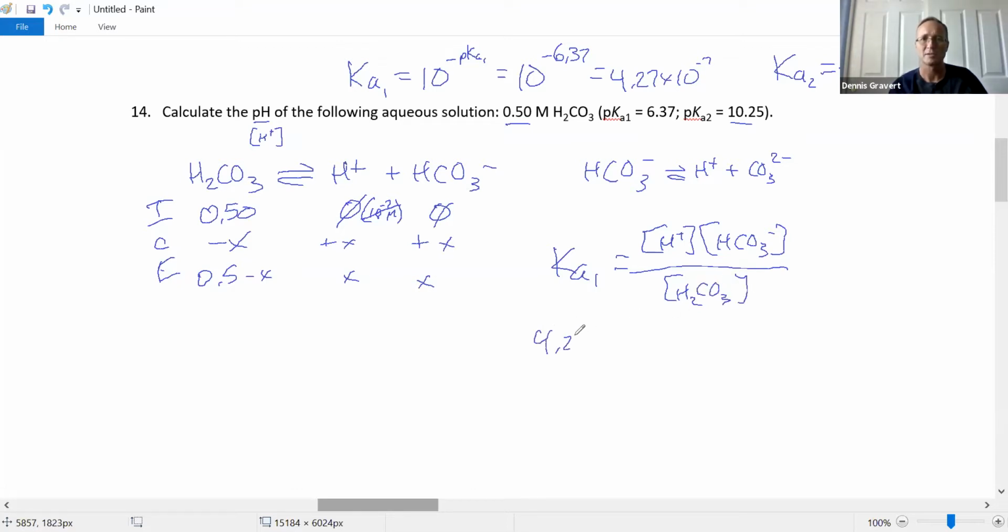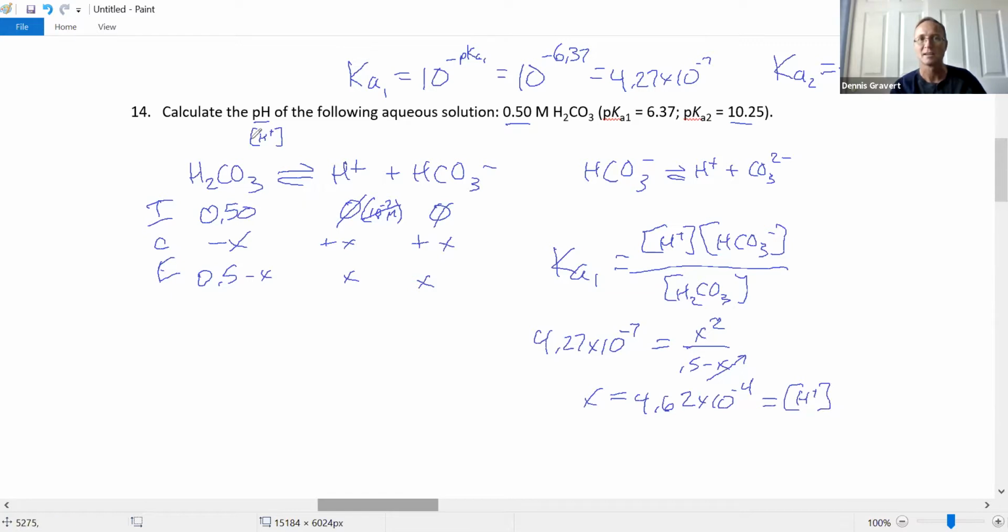and we got 4.27 times 10 to the minus 7, and we have x squared on top. That's an x, this bicarbonate's an x. And on the bottom, it's 0.5 minus x. I'm going to assume that's going to be small, so this is approximately 0.5. So multiply by 0.5, take the square root, x, number 14, I got 4.62 times 10 to the minus 4. And that is your H+ concentration.